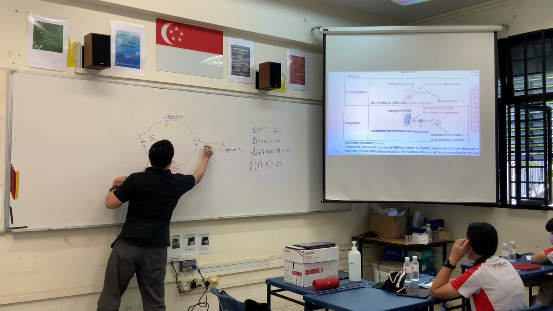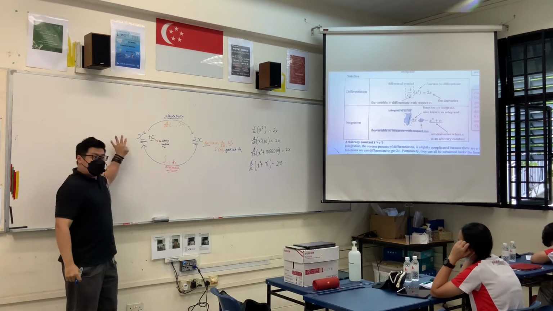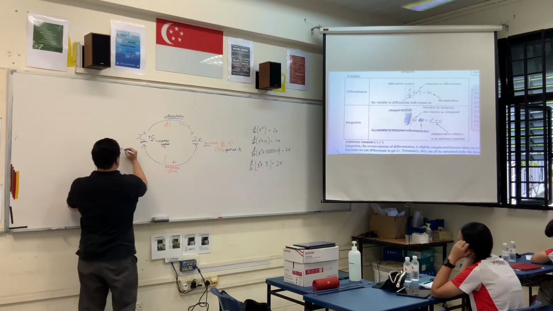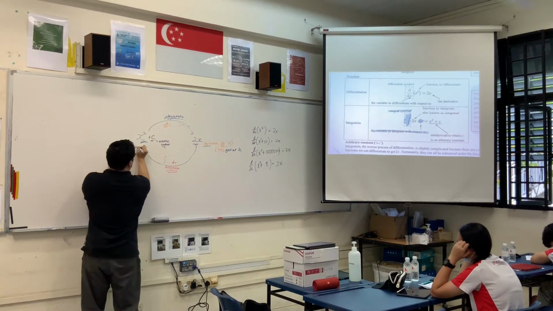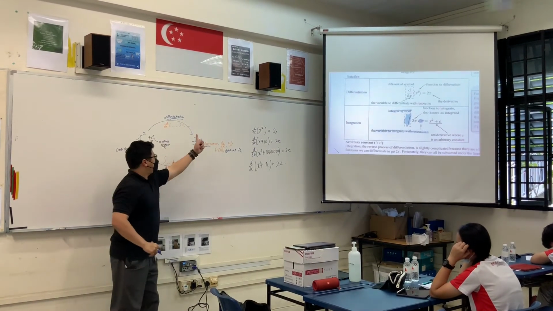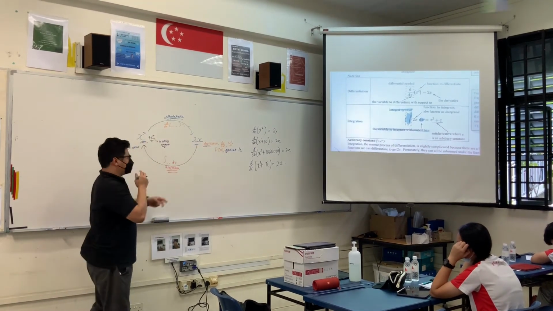Okay, so derivative, then there's probiotics, there's also antibiotics. Okay, so there's derivative, that's what we call the antiderivative. Antiderivative means it goes backwards. So this is antiderivative. So x squared is what we call an antiderivative.